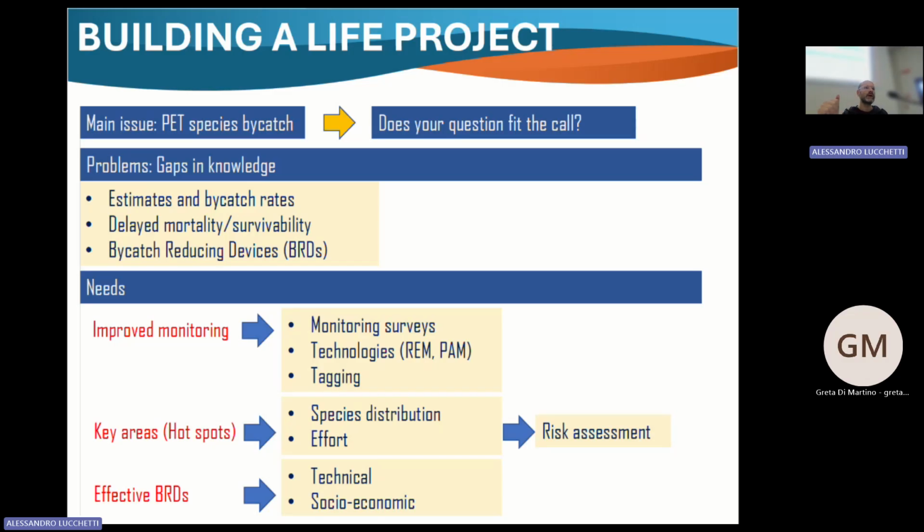Each year, the LIFE and the Horizon launch a call, where there are specific topics. You have to check if your idea fits with the topic of the call. Then you can have gaps in knowledge. As before, the estimate of bycatch, delayed mortality, you have some questions to solve.